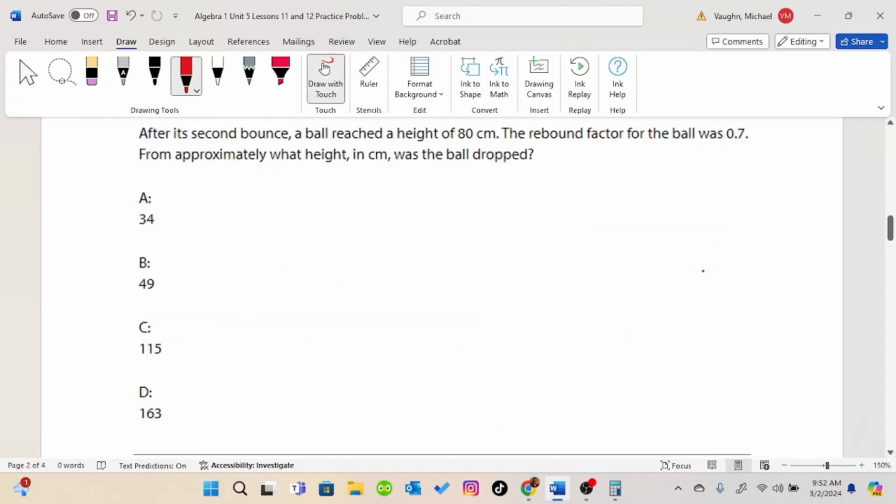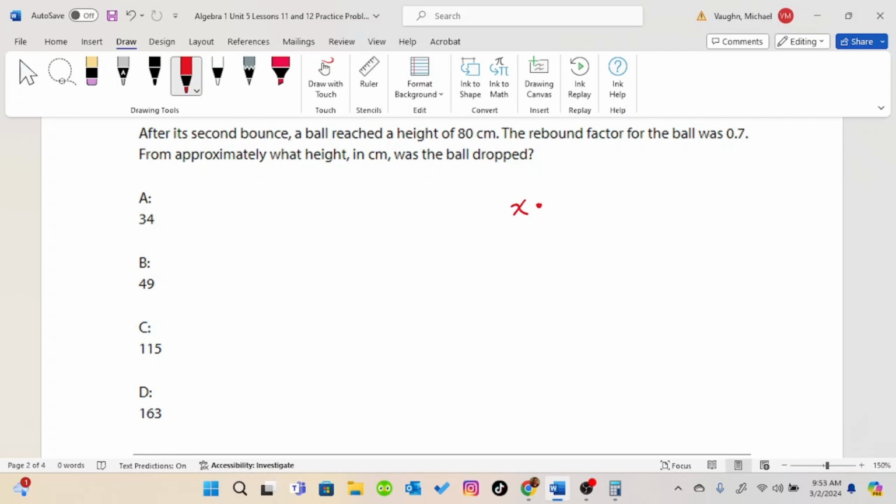After its second bounce, a ball reached a height of 80 centimeters. The rebound factor for the ball was 0.7. From approximately what height in centimeters was the ball dropped? So we don't know the starting height, so we'll call that x.